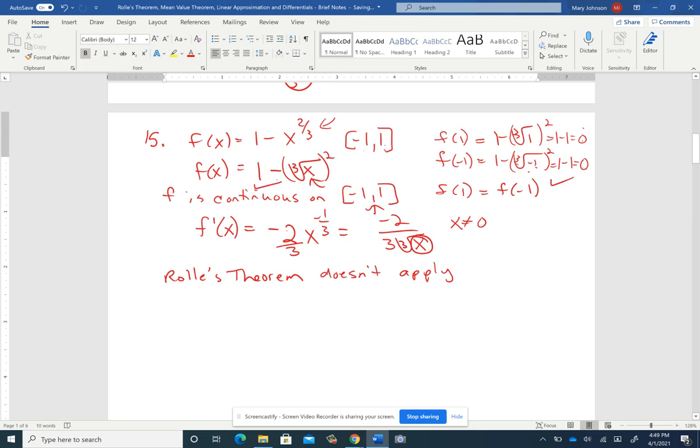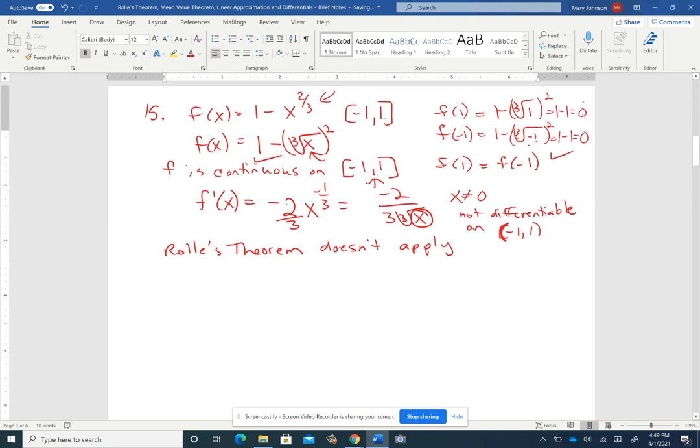The problem is that it's not differentiable on the open interval from -1 to 1. So that's why it doesn't apply. So we can't use that to ensure the existence of a place where the first derivative equals 0. Okay. All right, let's do one more.